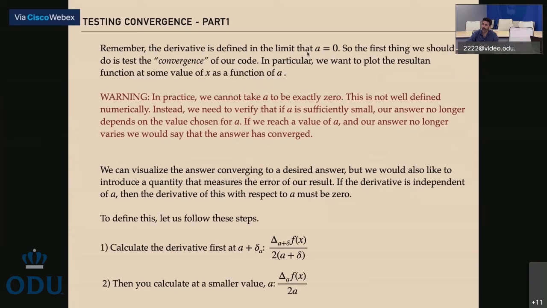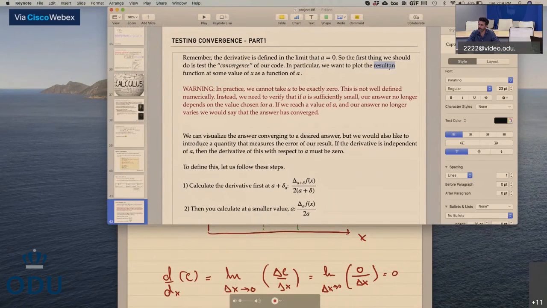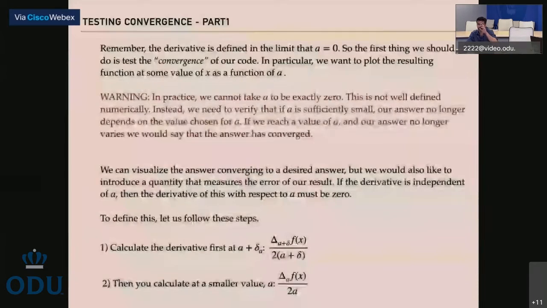And so what we want to do is in particular plot the result. I think I meant to say resulting function, as some value of x as a function of a.